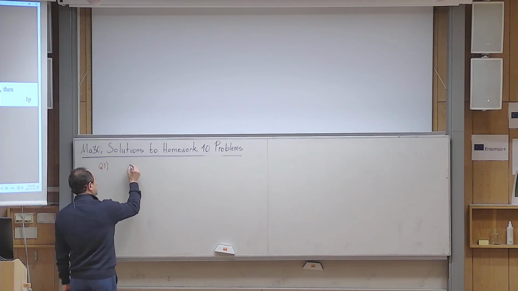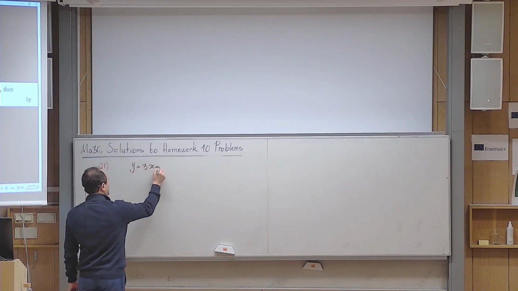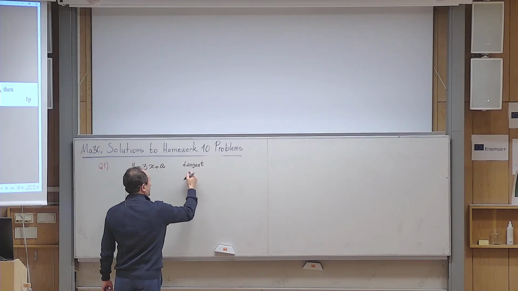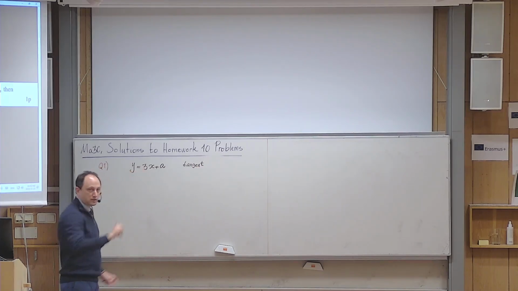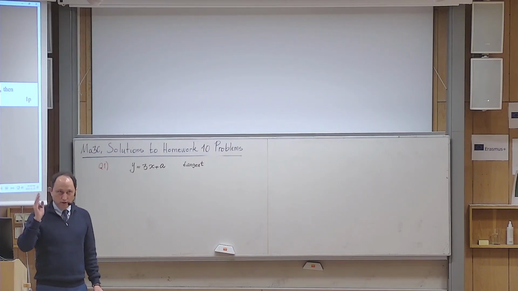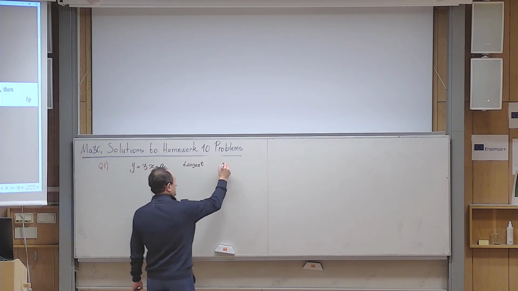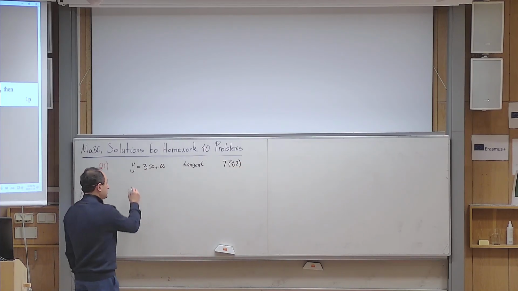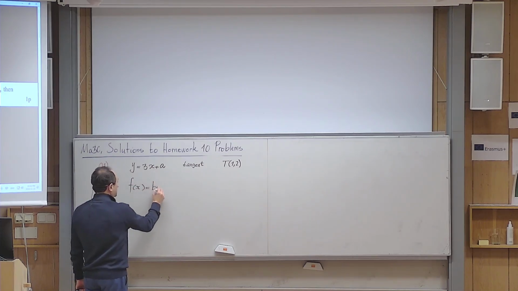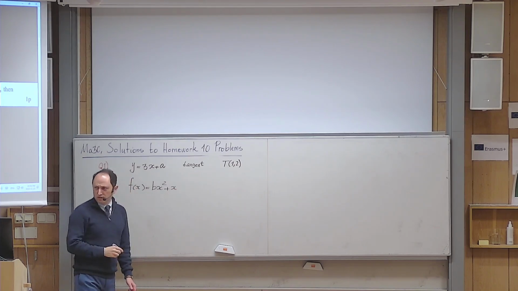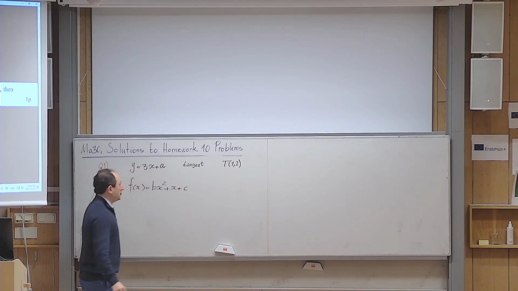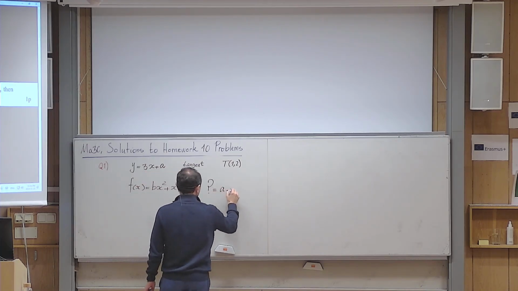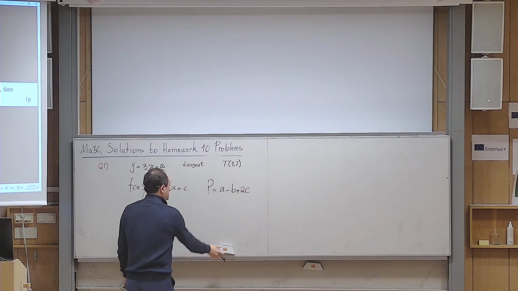A line is given to you, y equals 3x plus a. This is given to be the tangent line. You know that when you have a tangent line, you also have a point of tangency, the point at which the line touches the graph. And that point is also given to you. T is (1, 2). And the function is also given to you: f of x equals bx squared plus x plus c. And now you are supposed to answer the question mark, which is equal to a minus b plus 2c. This is wanted.